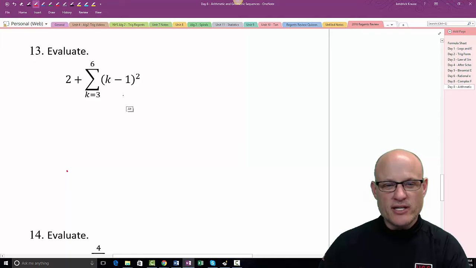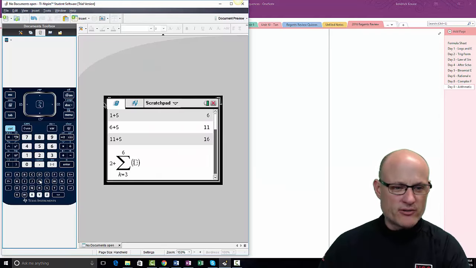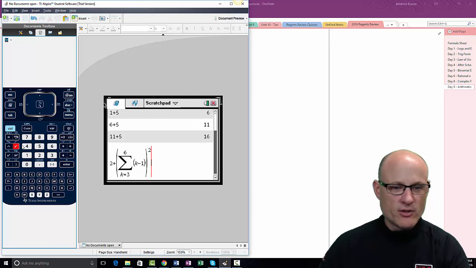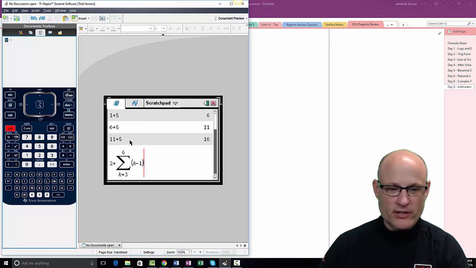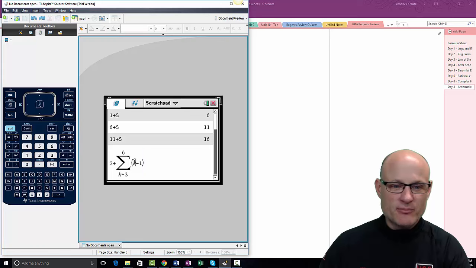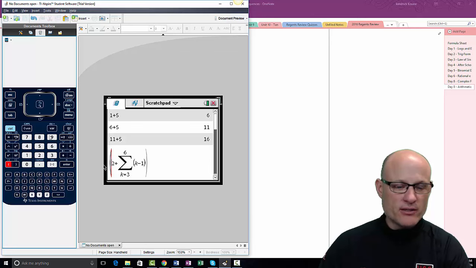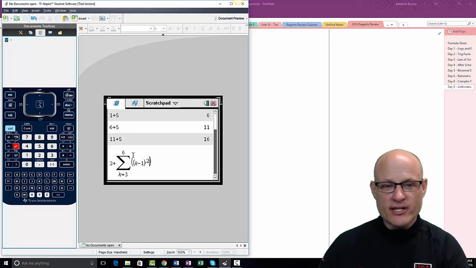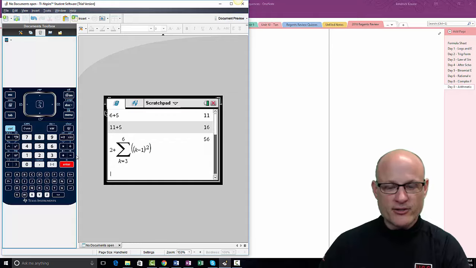This one you've got to be careful of. Watch what happens when I type k minus 1 and then try to square it. See, it squares the whole summation, and that's not what I want. So make sure that whatever you put inside the summation is in its own parentheses, then squared. That's what it should look like, because everything in the parentheses is part of the summation. Enter, I get 56.